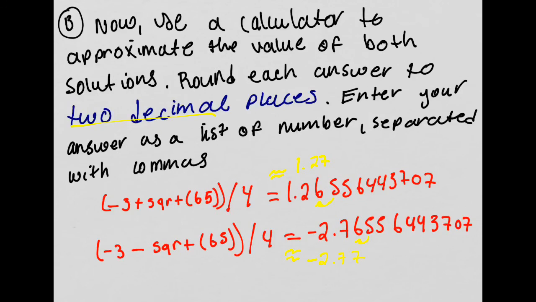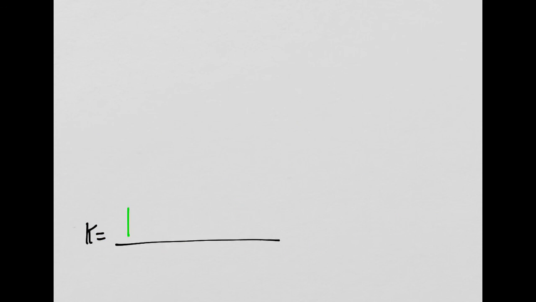So we're going to put our answers here. We have 1.27, comma, negative 2.77. And those are my 2 answers for part B of this example.